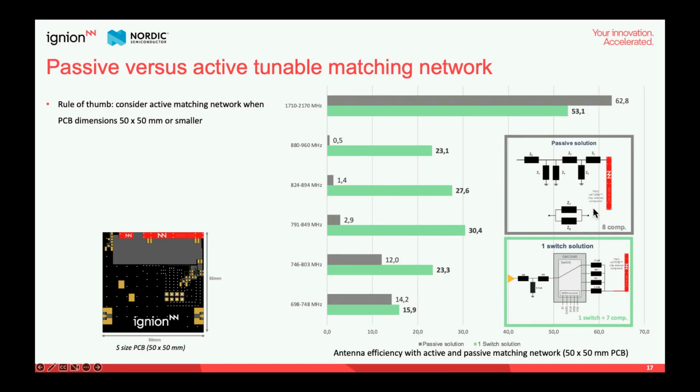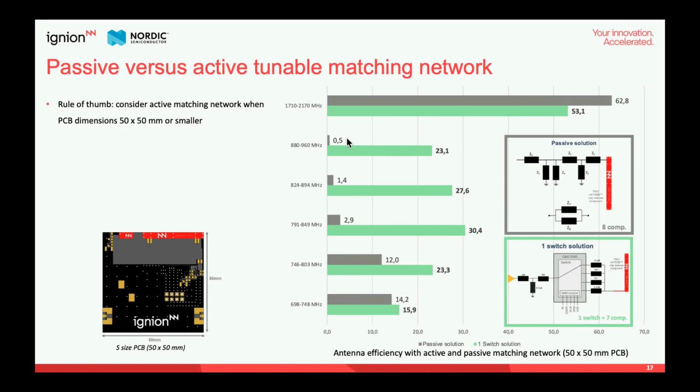For instance, in the gray color, you can see that we can have 14% efficiency in the lowest frequencies of 698. But for instance, it's a very poor match at 880, 960. And as a result, the efficiency is 0.5%. So what can we do in this scenario? Well, one thing would be to increase the PCB size, but imagine that we are very constrained by marketing size, so we shouldn't increase the PCB size.